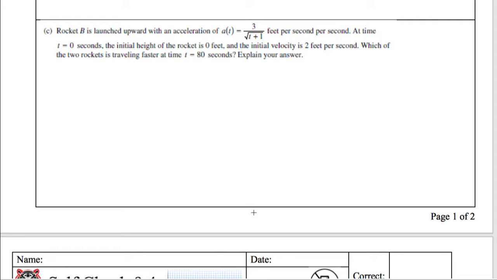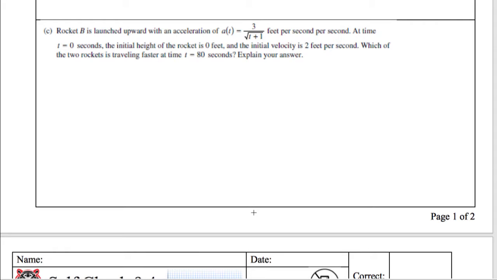All right, rocket B has that upward acceleration. So this is the second rocket, and the initial velocity is 2 feet per second. Which of the two rockets is traveling faster at time equals 80? All right, so this is going to be some manual math.